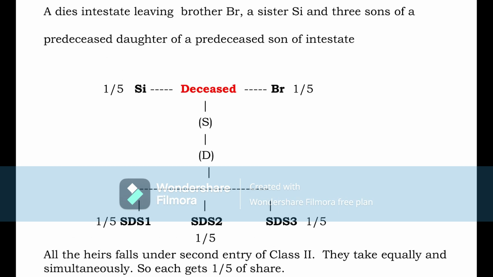Now, the deceased has a sister and a brother, and sons of a son's daughter, three sons. So total how many heirs? Five heirs are there. All heirs fall under the second entry of class 2. So all will take equally and simultaneously. So each gets 1/5 of the share.